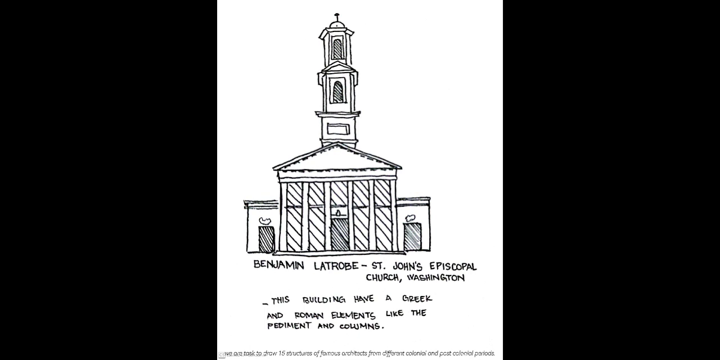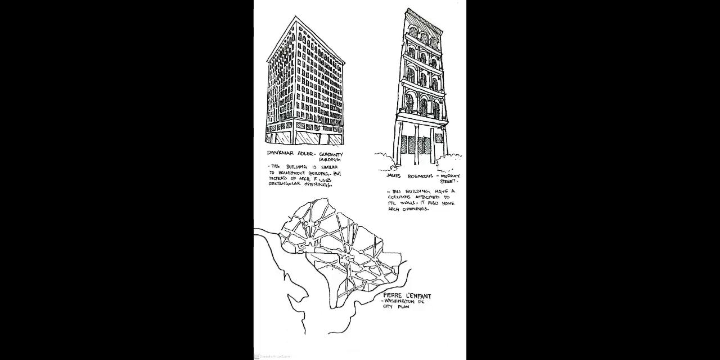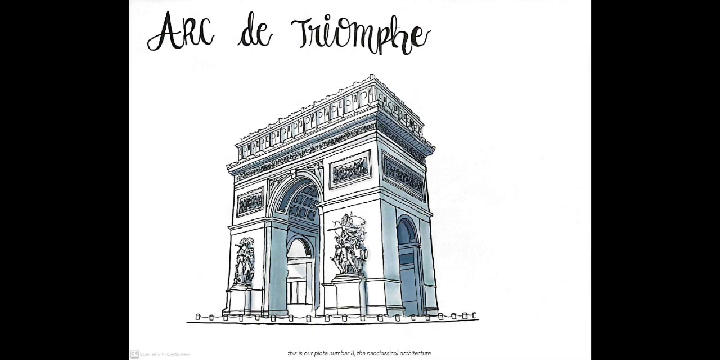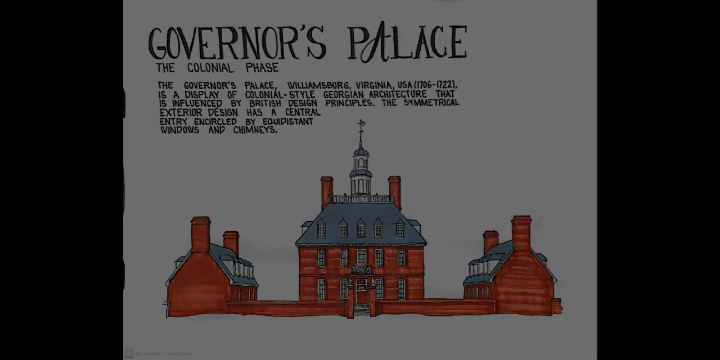We are tasked to draw 15 structures of famous architects from different colonial and post-colonial periods. This is our plate number 8, the neoclassical architecture. Our next plate is about American architecture. The Governor's Palace is an example of American architecture in Georgian phase.